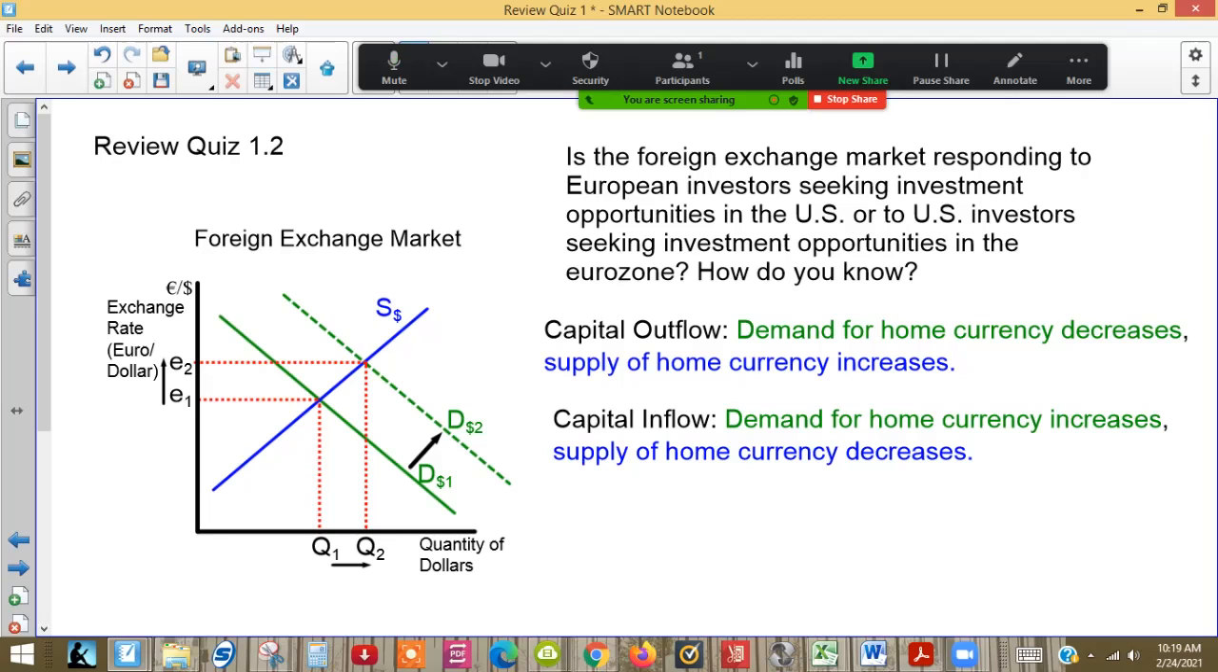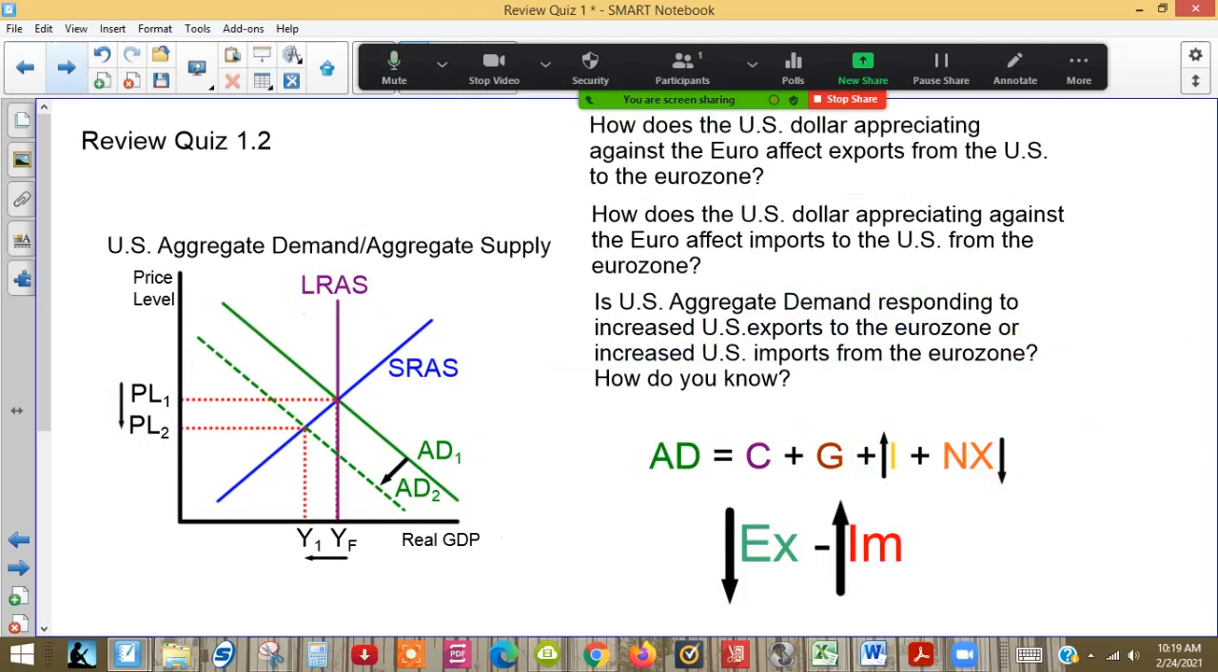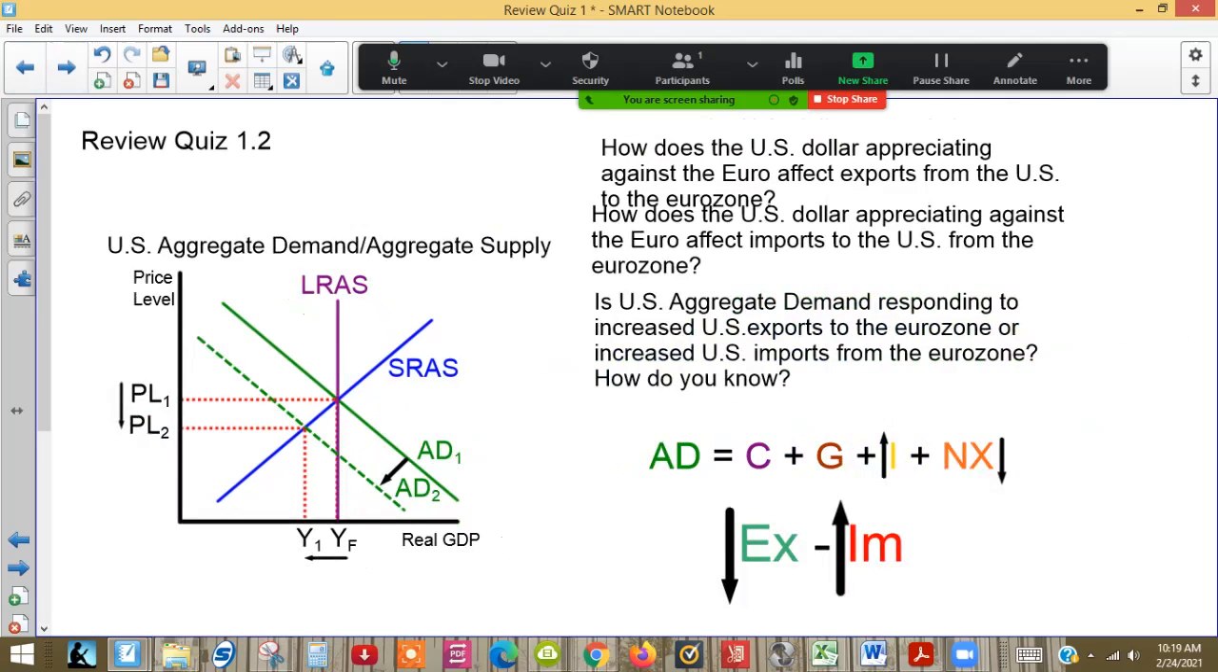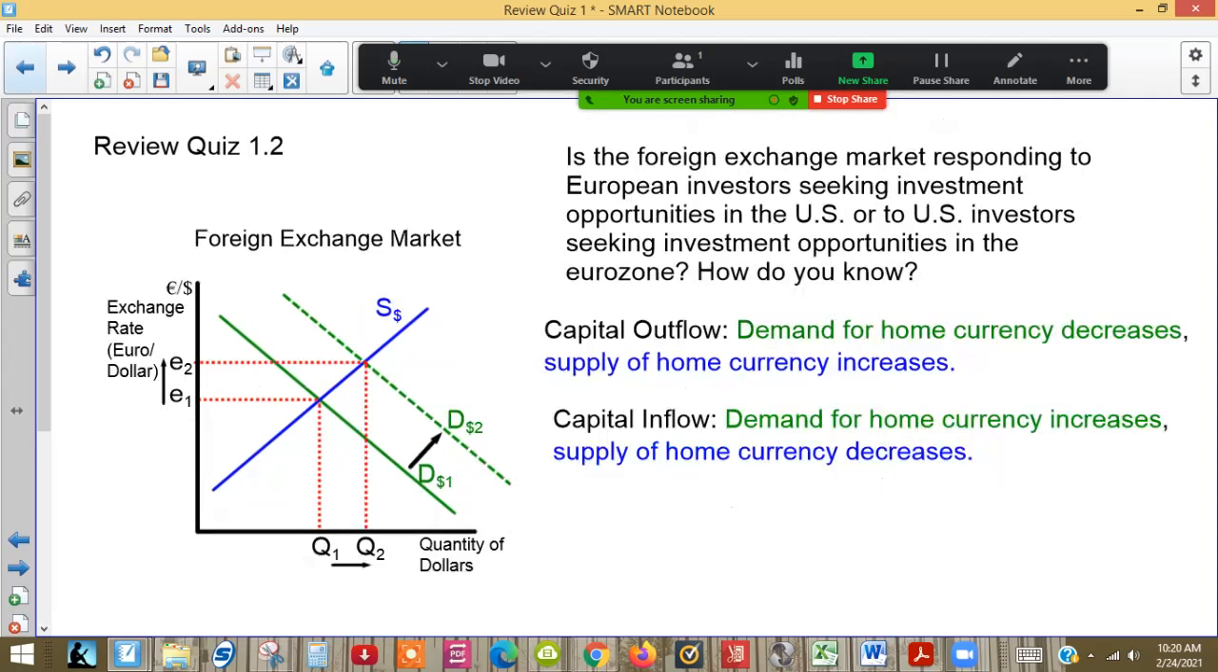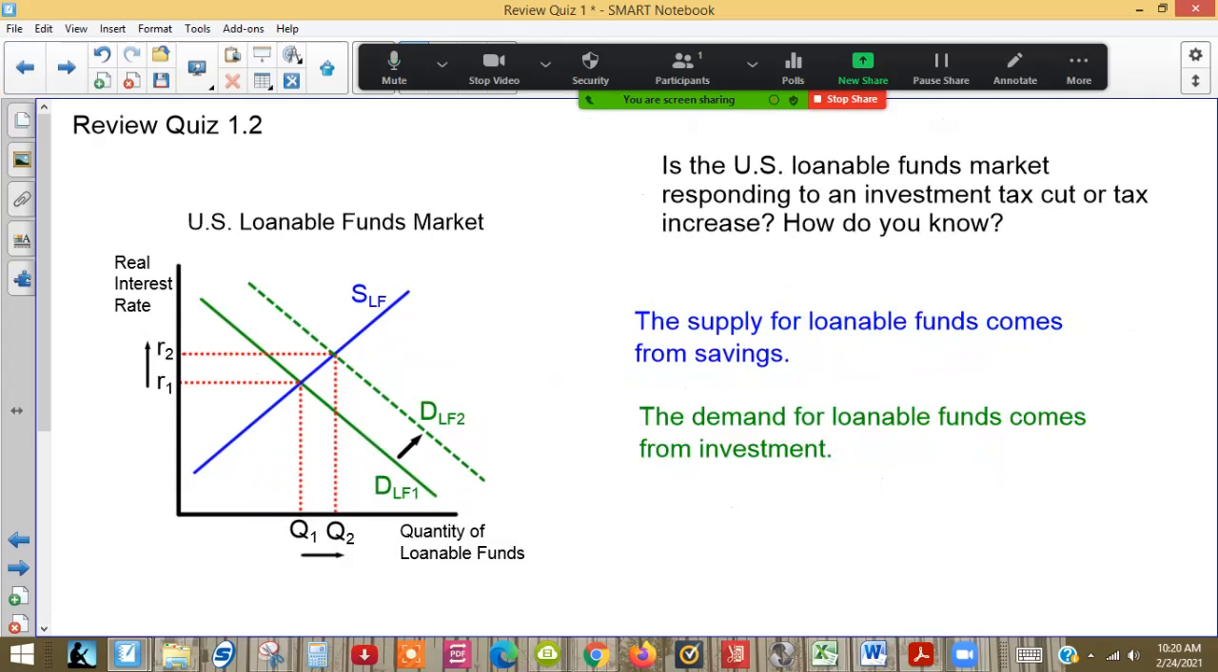Okay. The next model we're going to look at is one you've seen many, many times before. And so in all these models, and in your quiz, are related. So we can see here, for example, if the real interest rate in the U.S. is going up, that's going to attract foreign investment, because the return they're going to get on their financial investment is going to be higher.